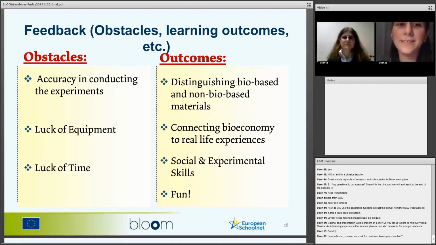The outcomes: they managed to understand what bioeconomy really is, distinguish it from recycling, and distinguish bio-based and non-bio-based materials, connect bioeconomy to their real life experience, and last but not least, because it's always important, gain social and experimental skills and have fun.